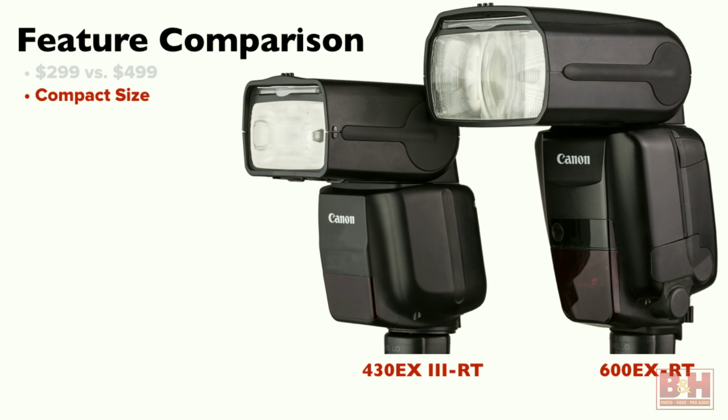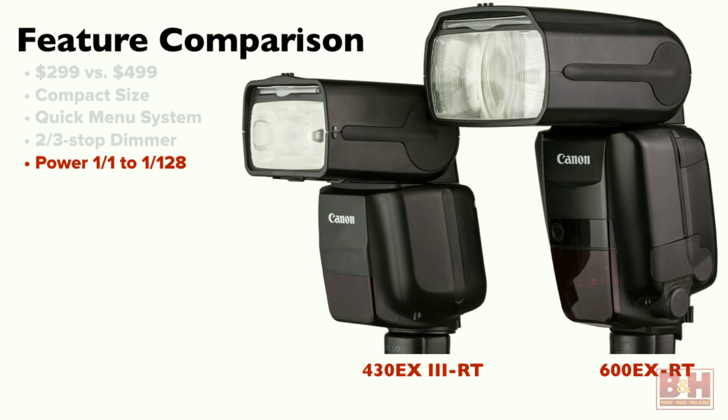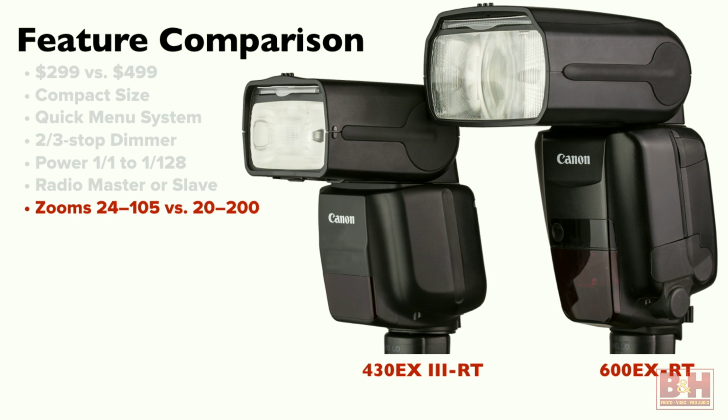430EX3 has smaller size. Okay, it's got that quick menu system. It's 2/3 of a stop dimmer. So if you're a power shooter and you need that, you're shooting full power all the time on a 600 or on a 580, then that might be an issue. But for most of us, that 2/3 of a stop is not going to be a significant difference. We have power that goes from full power down to 1/128th. On previous generations of the 430s, it went down to 1/64th power. So, okay, a little bit more control, master slave as we've talked about.